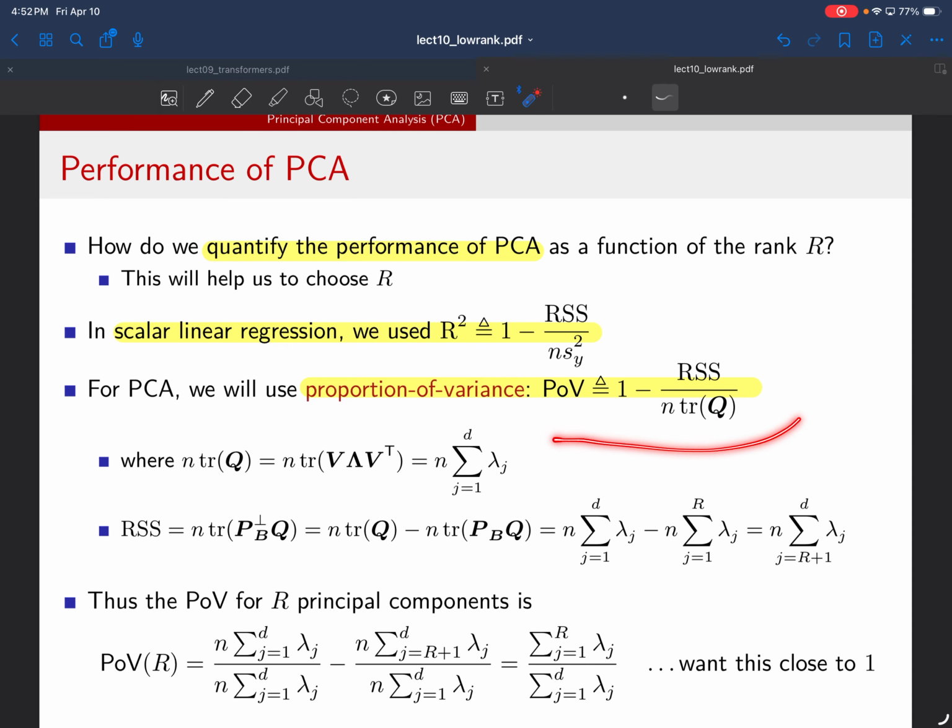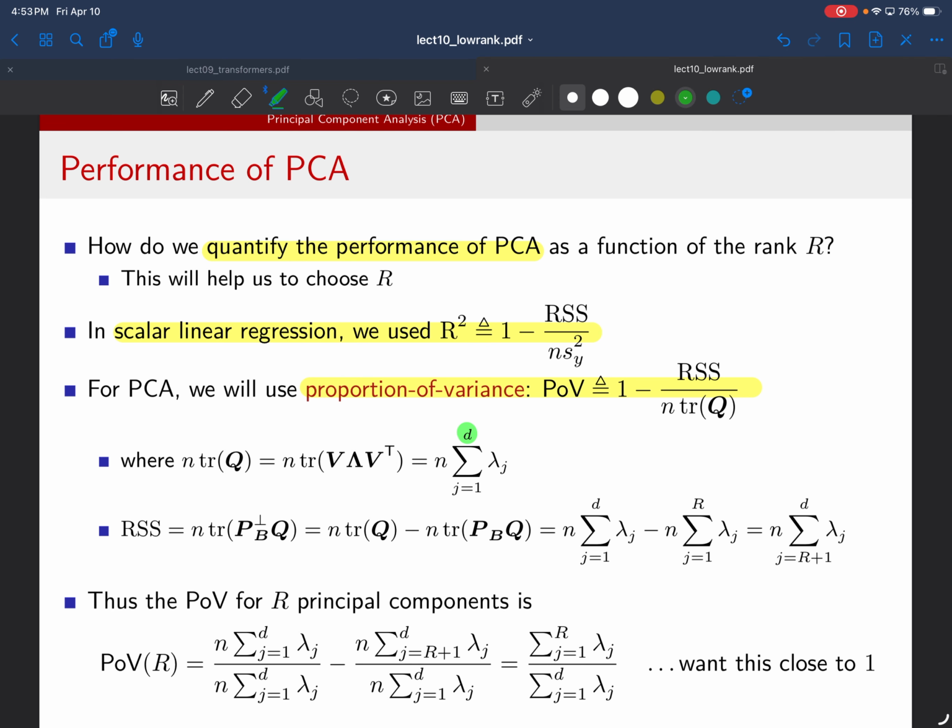Any questions about this? Okay, so now let's see how this relates to the eigenvectors and eigenvalues. Let's look at this denominator. So n times trace of Q, well, let's plug in our Q eigendecomposition, V lambda V transpose. I can move the V transpose to the front, after which point it gets canceled by V. So now we have just n times trace of lambda, which is just n times the sum of our eigenvalues. And notice we are summing all of them here.